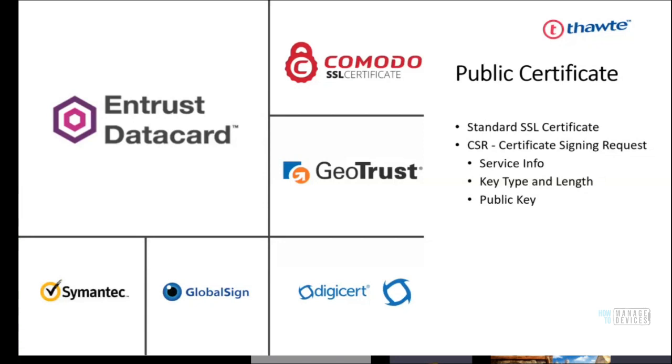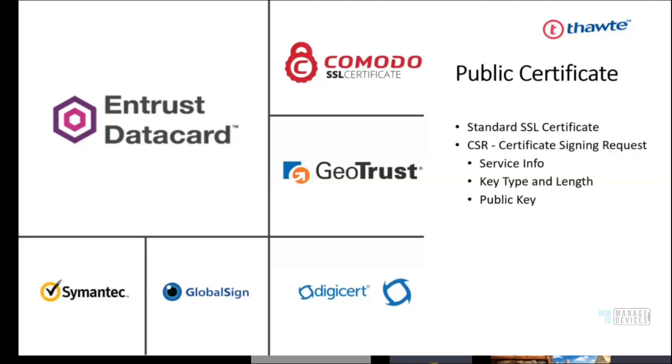So CSR is a certificate signing request, where the CSR will include the service info, like the name of the cloud management gateway which you are going to deploy. So you need to provide all those details, and the key type and length. The key length should be 2048 minimum, and the key type, and the public key. That public key will be created from your machine where you are going to install that certificate.